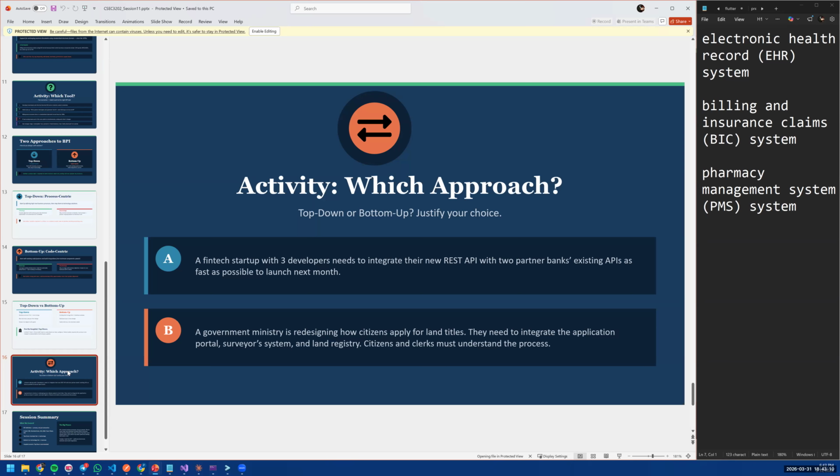The bank's existing APIs. Right. Did you mention anything about the speed? Oh yes, sir. I said it. The bottom up approach would be best because it's a fast-paced approach. What makes it fast-paced? I'm not saying you're wrong. I just want to know what part of the scenario told you that they needed speed. At the last part where they need the bank's existing APIs as fast as possible to launch next month.